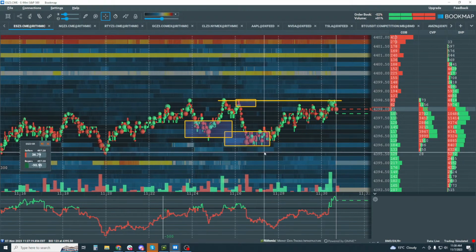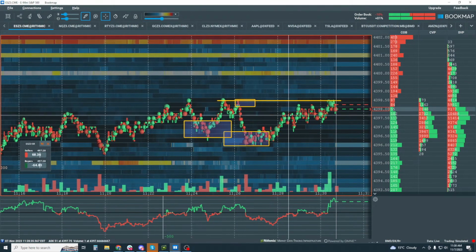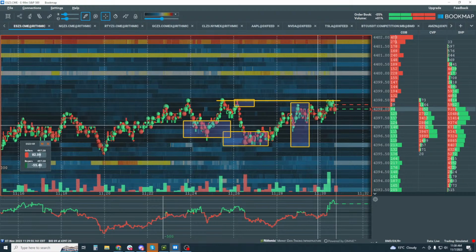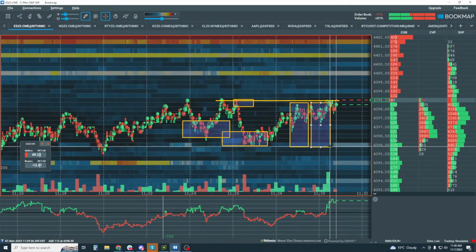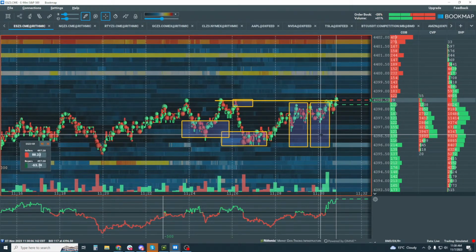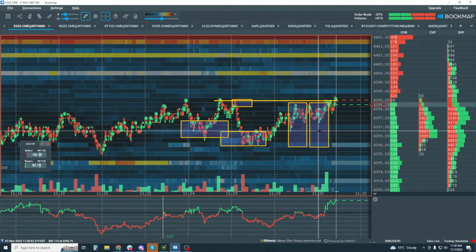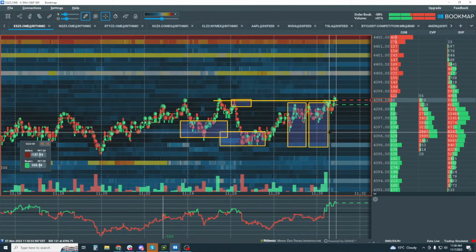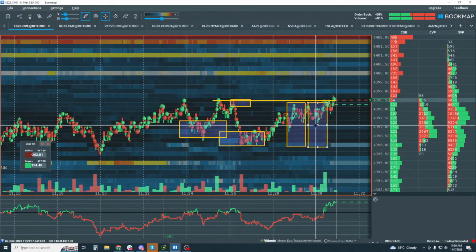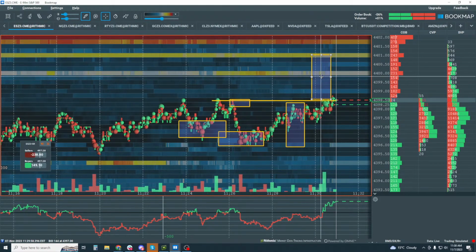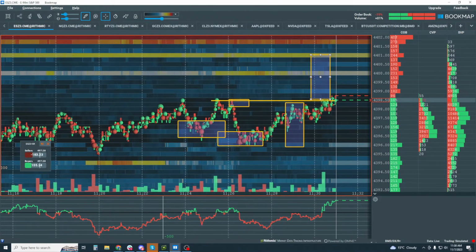Now we can also look at, if this does start to pan out, some measured moves in here. So we'd be looking for something like this. Okay, 01 looks pretty good then, right?